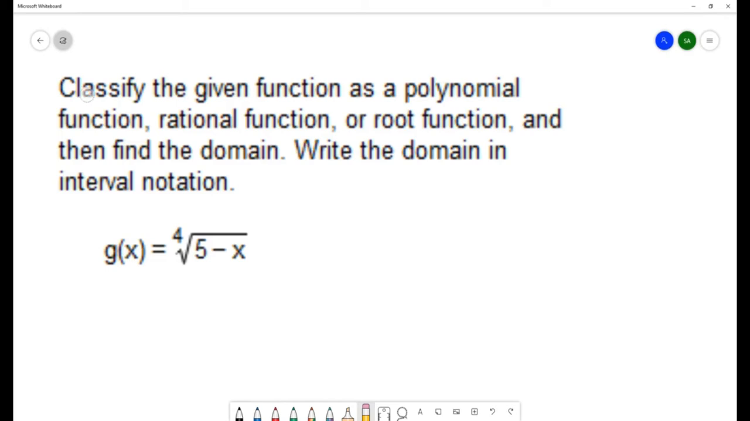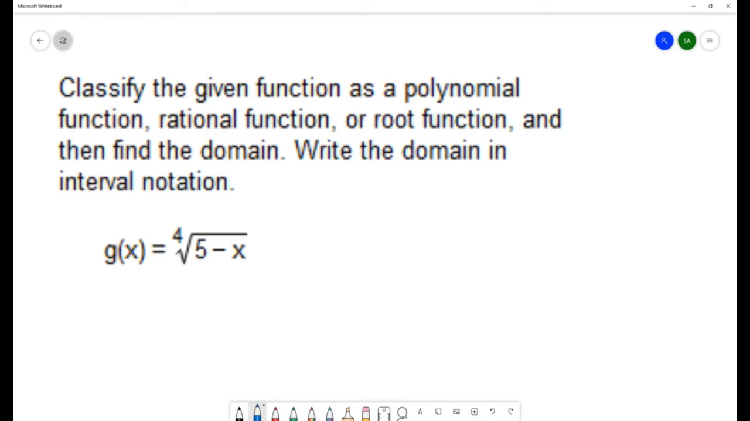In this question, we want to classify the given function as a polynomial function, a rational function, or a root function, and then find the domain. And we want to write our domain in interval notation. So let's first start by classifying.